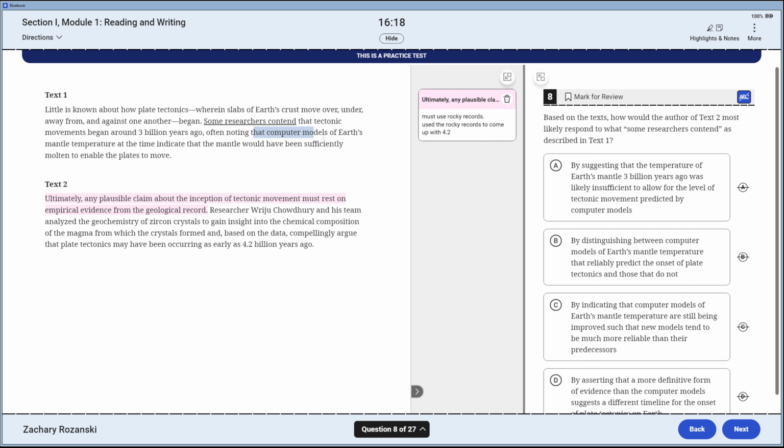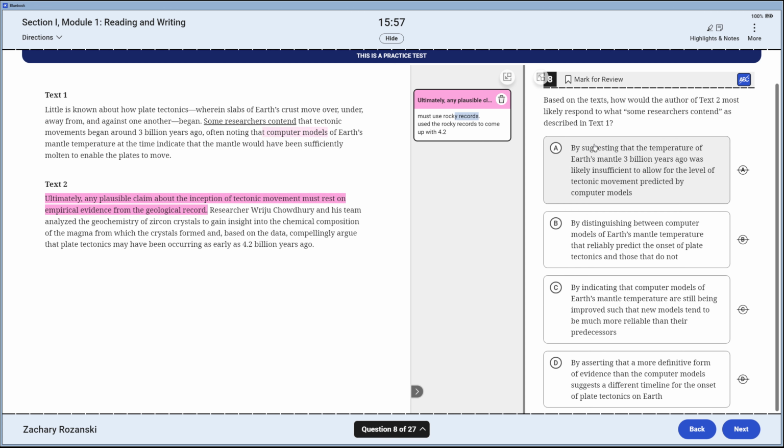Often noting that computer models of Earth's mantle at this time indicate that the mantle would have been sufficiently molten. This is everything, right? They have this conclusion, but how they got there were computer models, which seems to disagree with the fact that they didn't use those rocky records. So they use computers, and computers are absolutely trash. Unless you're taking the SAT, then they're pretty exciting. Rocky records, and then I start looking.